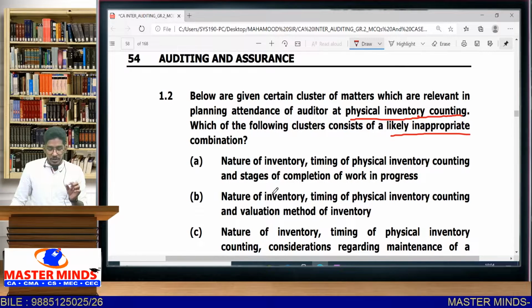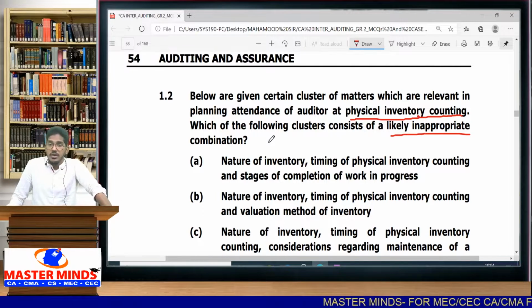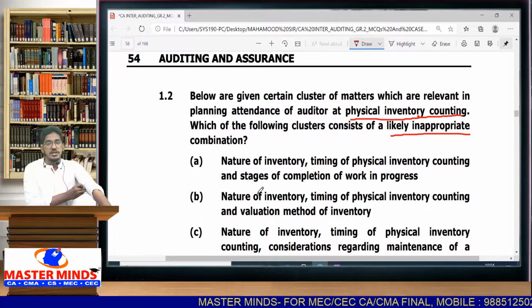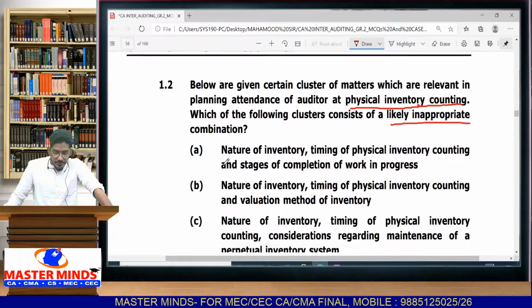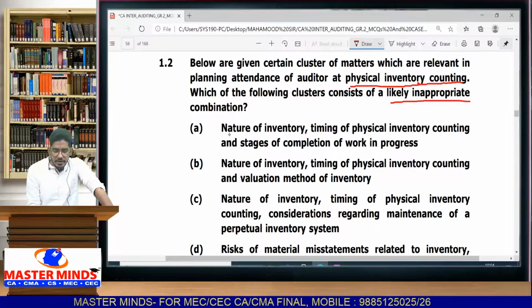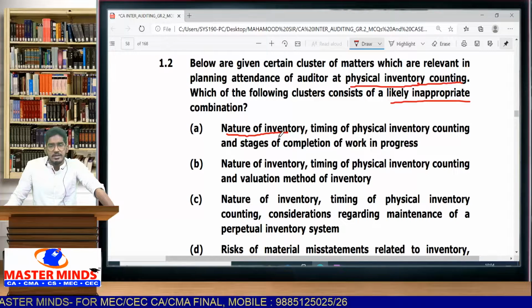That means in one of the options there is some matter which is not relevant for auditors attending the physical inventory counting process. What is that matter out of these options? That's what we have to find out. So let us see. A option, nature of inventory. When you attend that inventory counting process, definitely you are going to consider the nature of inventory you are having. Is it raw material? Is it work in progress? Is it finished goods? That nature of inventory definitely you will consider.